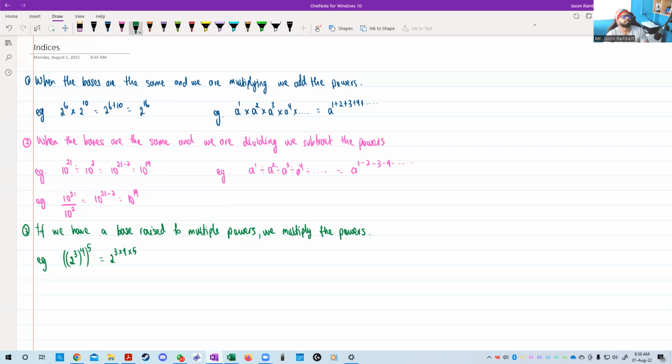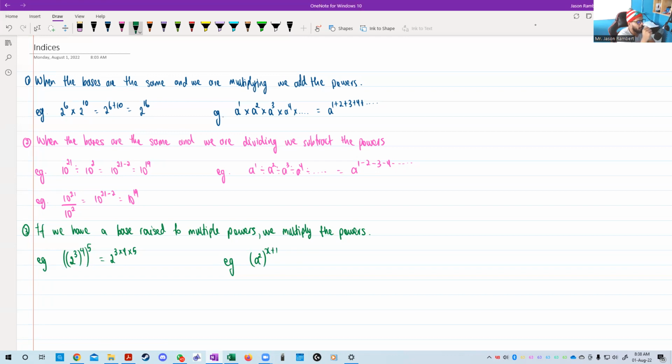Law 3, it's easy to see and easy to execute. It'll have no trick, it'll have no hint to using law 3. Multiply the powers, right? Easy. The only difficult thing you'll encounter with law 3 is if you have something like this: A to the power of 2 raised to the power x plus 1.